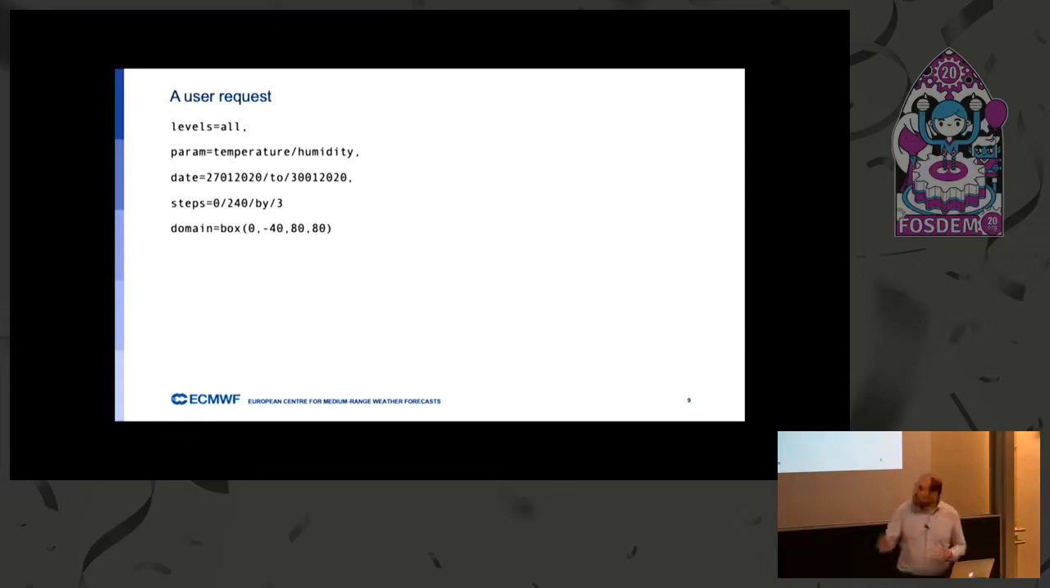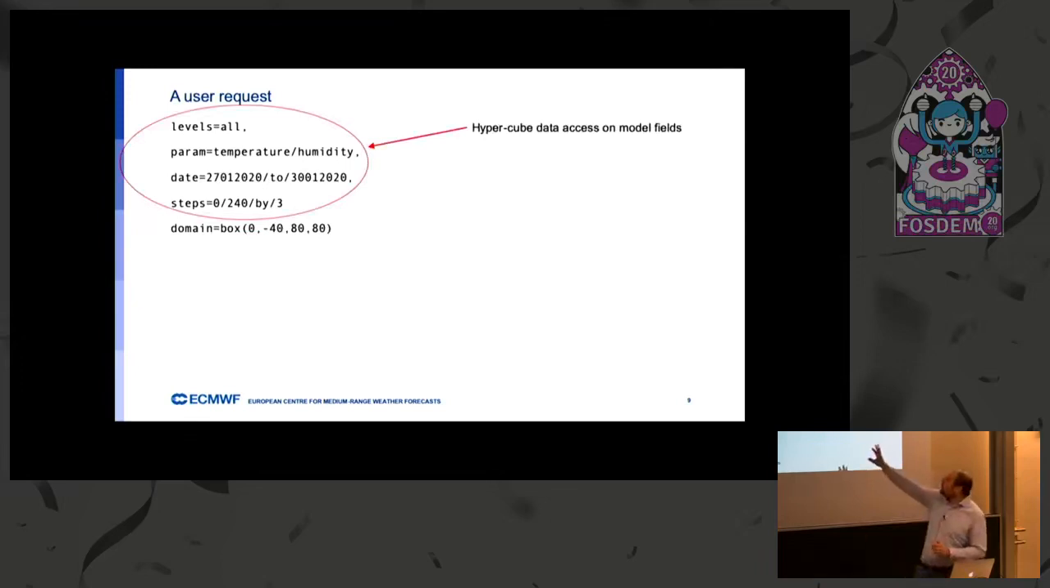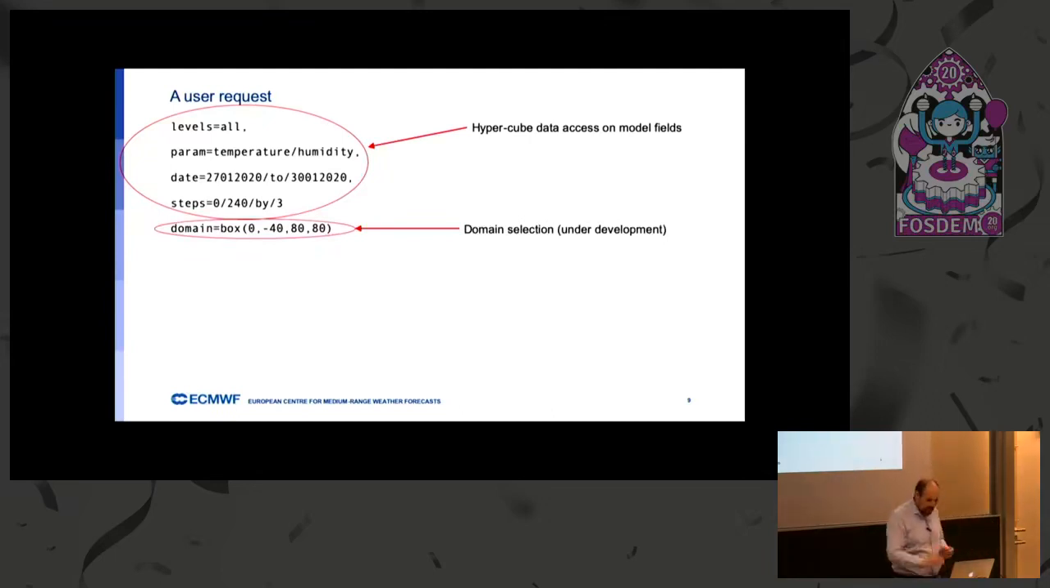Okay, we can easily split those requests into 2 parts. One is related to the hypercube data access, in the sense that we consider our data as filling a hypercube with several dimensions that are the date, the level, the variables, and so on. And we have to index those data accordingly. And then a geometric query, up to now a box, but probably something more interesting will be arriving pretty soon.